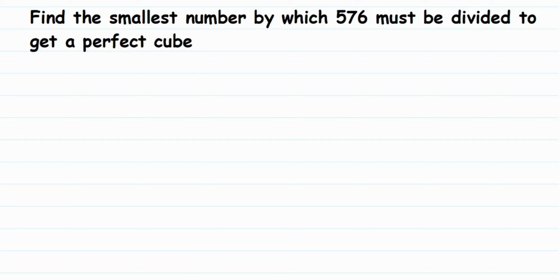And here I'm doing a question, and this question was asked in one of my comments. So the question is, find the smallest number by which 576 must be divided to get a perfect cube. This 576 is not a perfect cube, so what number should we divide by to get a perfect cube? This can be done by the prime factorization method. Let's start doing it.